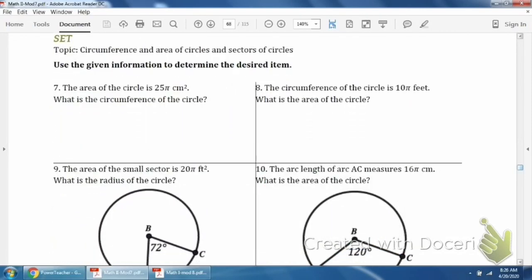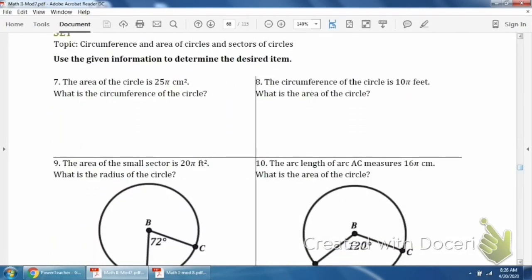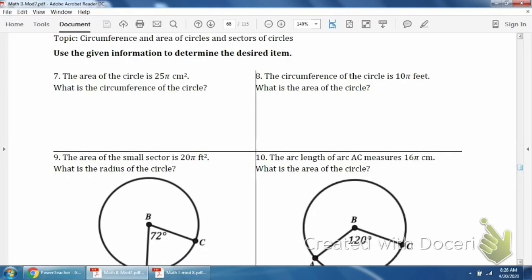Alright, here the set, it's more circumference and area, but it's like sectors. Okay, so 7, they give you the area of a circle. They want you to find the circumference. So what you're going to have to do here is use the area to find the radius. So like if the area is 25, that means the radius, remember, because area is pi r squared, would have to be 5, because the square root of 25 is 5.